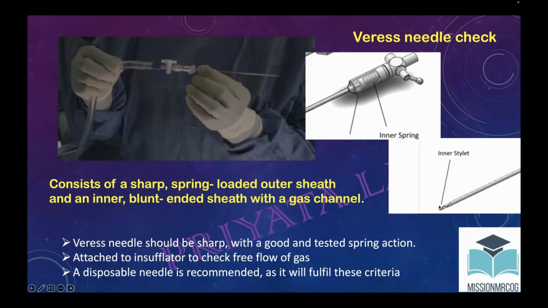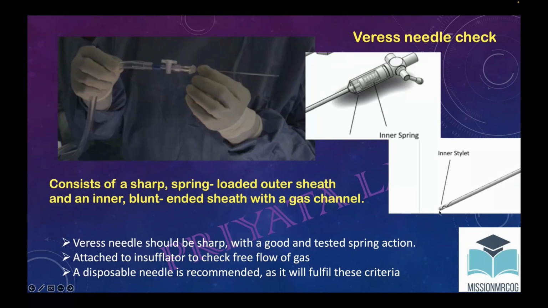The inner part is there and the outer. So this is the inner stellate. This is blunt, you can see this tip is blunt, and here there is a vent for the air, and this is the sharp end. So there are two tubes. The outer end has the sharp edge, and this is the stylet. This is the inner stylet.